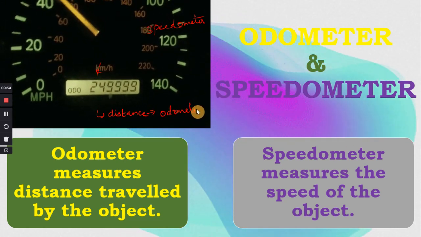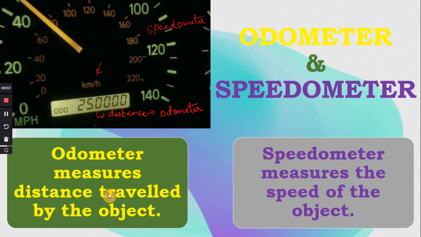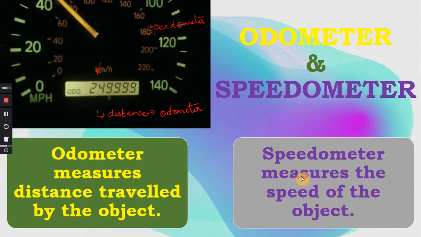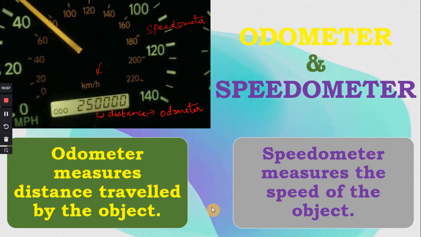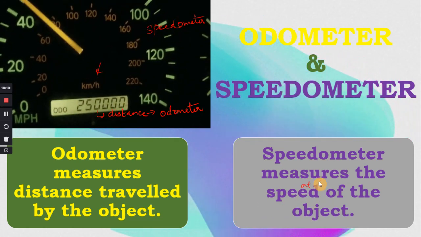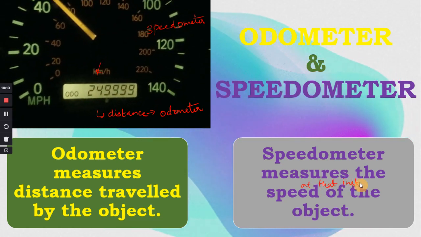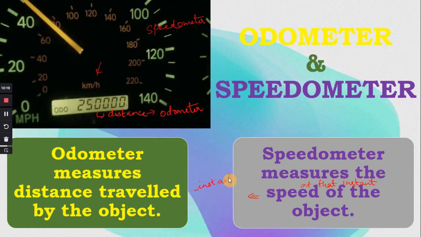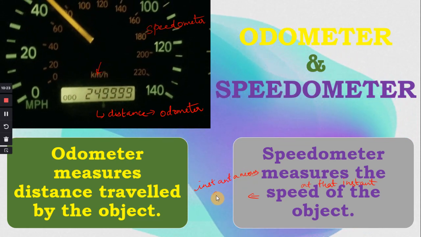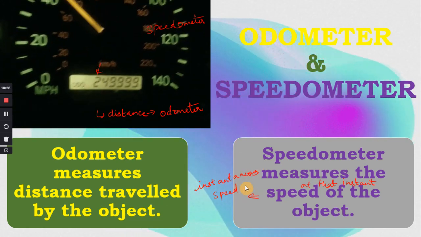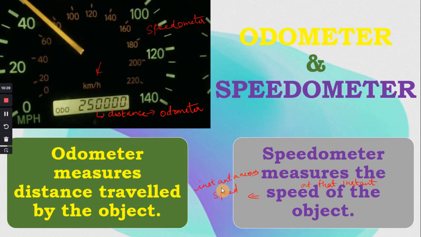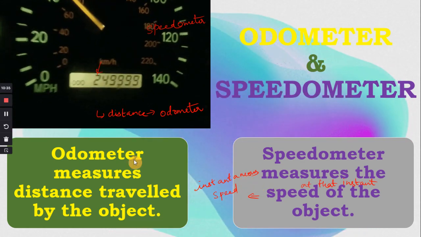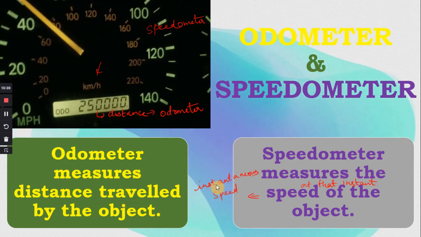This is called the odometer. So the odometer will measure the distance traveled, that is what is given in terms of kilometers here. And the speedometer measures the speed of the object, or you can say the speed at that instant. So this speed is called the instantaneous speed. You would have come across this word sometimes in some numericals. It is nothing but the speed at that particular instant, which is called instantaneous speed, and the odometer measures the distance traveled by the object.